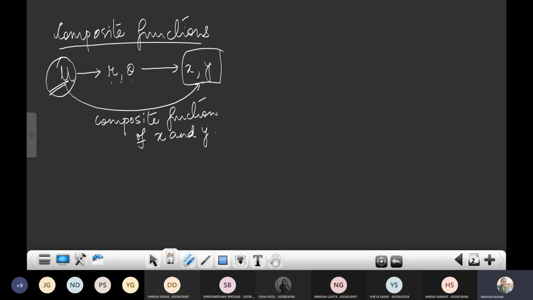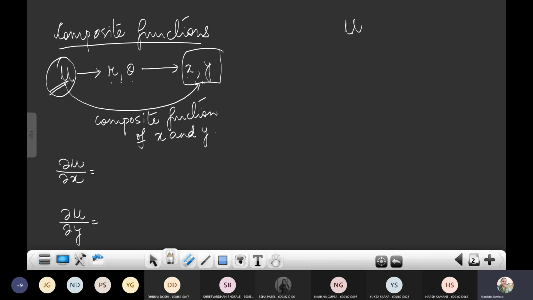So here, u is a composite function of x and y. Therefore, we are going to finally differentiate partially with respect to x and y. So we'll find del u del x and we'll find del u del y. Now, how do we find del u del x? For that, let us draw a tree diagram, which will be easier for us to understand.